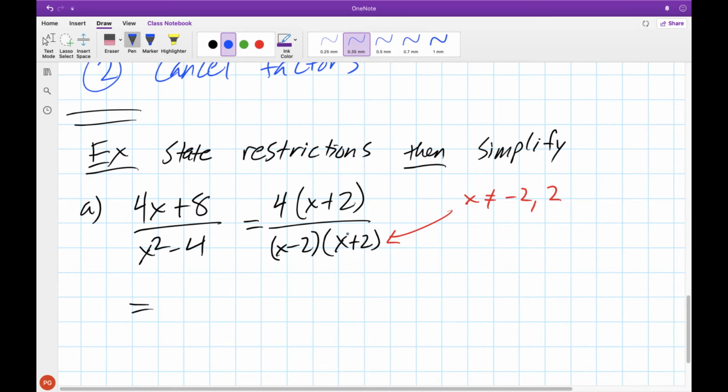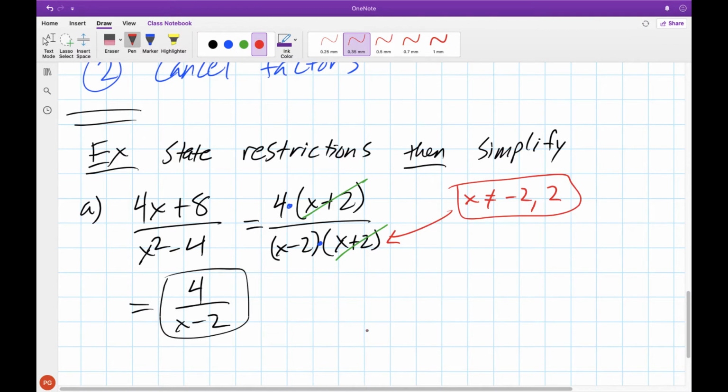Once we have everything being multiplied, just keep in mind all of these things are being multiplied together on the top and the bottom, we can see that we have a factor on the top and on the bottom we can cancel out. And we get our answer here with our restrictions.